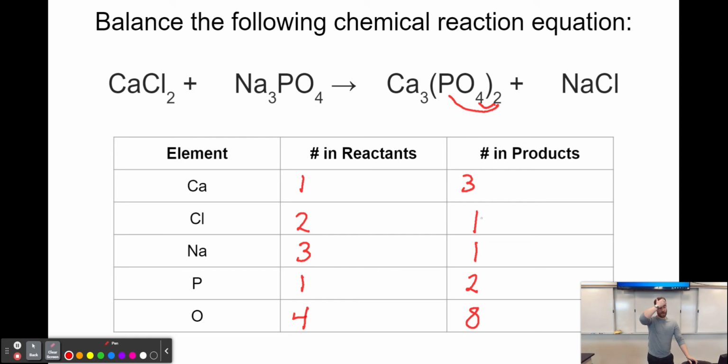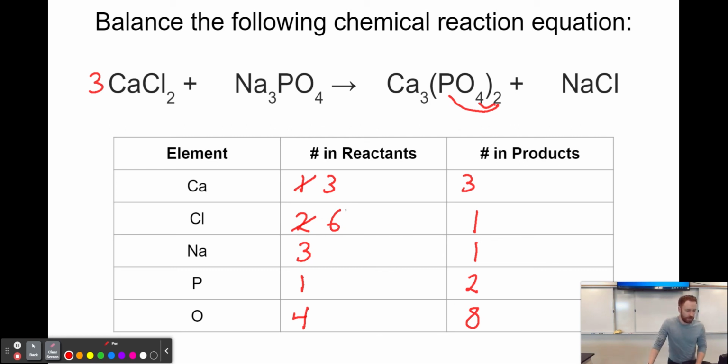So I'm just going to start at the top. We need more calcium in the reactants. And specifically, I want there to be 3, so I'm going to put a 3 in front of the calcium chloride. So that increases the number of calciums on the reactant side to 3, and it increases the number of chlorines to 6. Okay, well, now calcium is balanced, but everything else is still imbalanced.